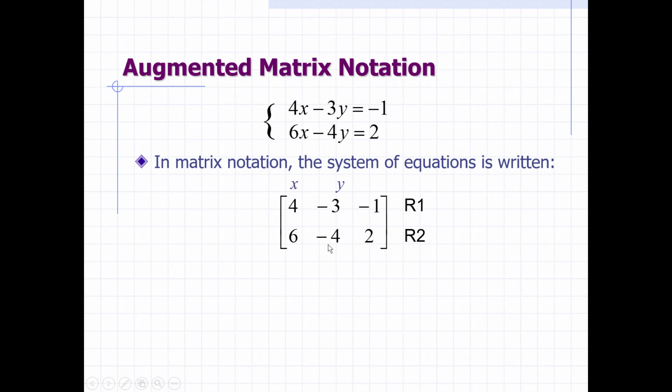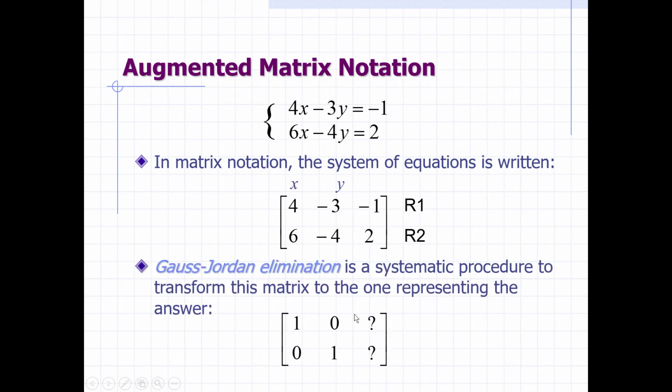What we want to do now is basically not have to be looking at the variables all the time. We know that the first column means variable x, and the second column means variable y, and the last column means the constants. So from this matrix notation, we can always go back to the equations with that understanding that that's how we have them set up.